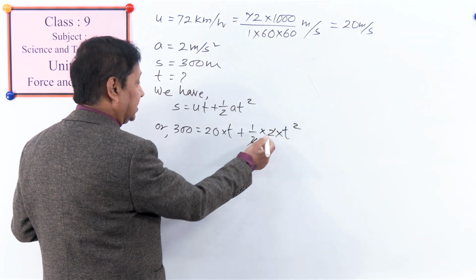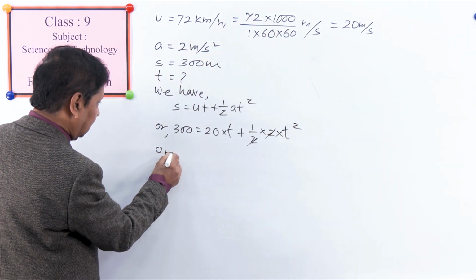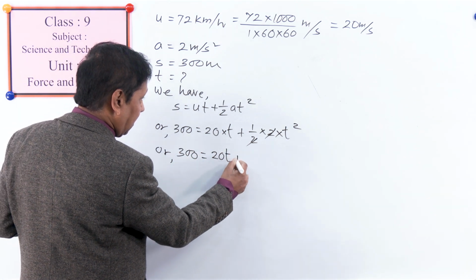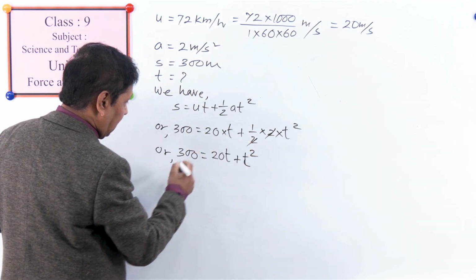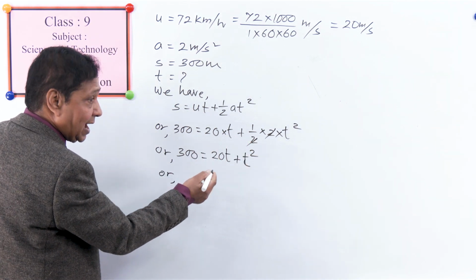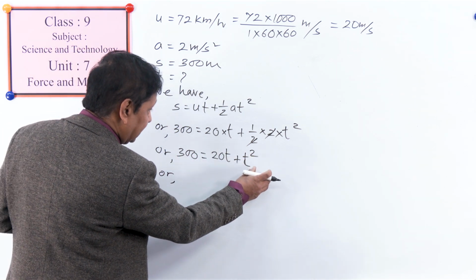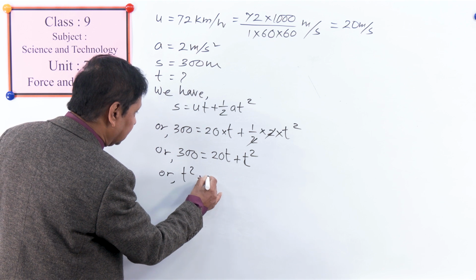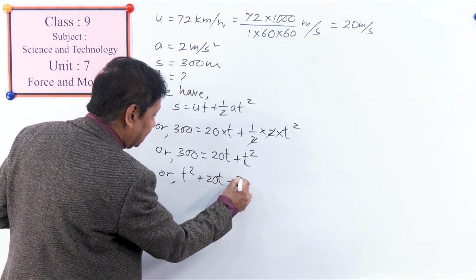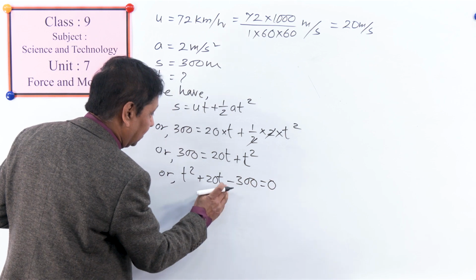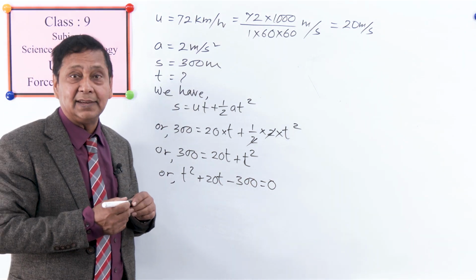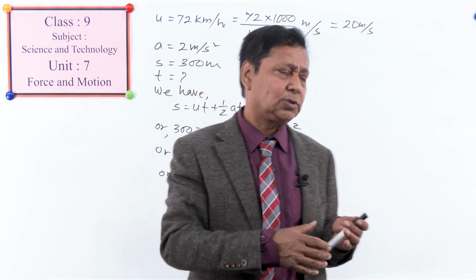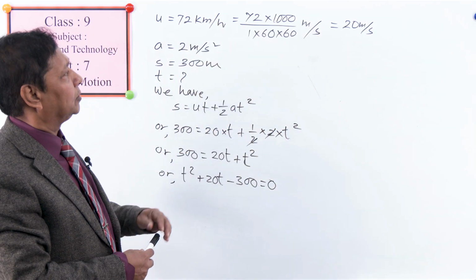Now this 2 cancels, so 300 equal to 20t plus t square. Now it appears as a quadratic equation. If 300 is taken to the right hand side and we arrange them, then what we get: t square plus 20t minus 300 is equal to 0. Look at this, it seems to be what? Quadratic equation. So we can solve this.